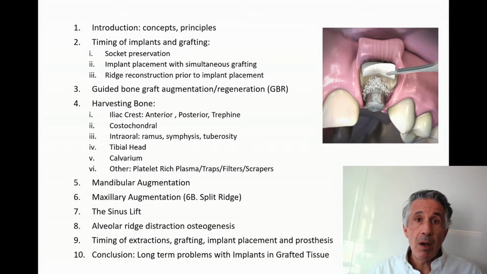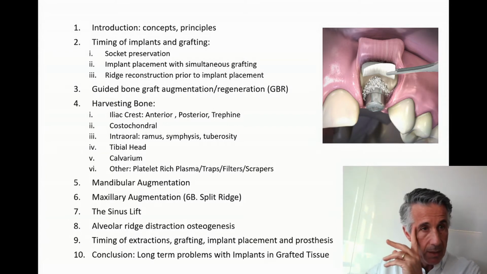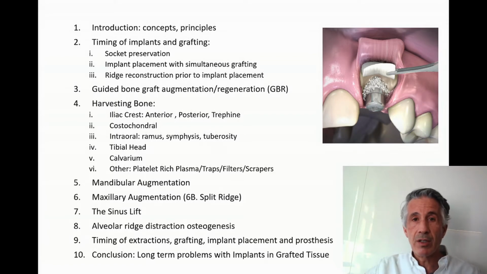I'm going to step into how bone is harvested, all the different locations. I'm going to tell you the difference between mandibular augmentation and maxillary augmentation. I'll go into a little bit of detail on sinus lift, and briefly mention distraction osteogenesis. And then finally, this is where I'll focus in on all the timings of when things need to be done, and final conclusions and observations in order for me to share with you some of the problems and successes that we can have with implants.